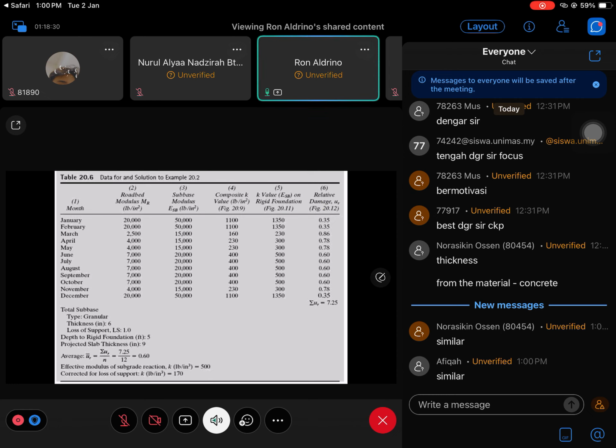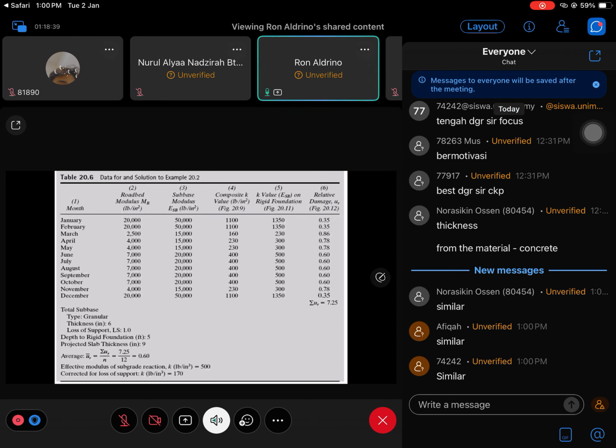If you do the test in Malaysia, basically what you get for roadbed modulus and subbase modulus should be similar, more or less similar. Of course, maybe there's a little bit of variation depending on the location, and sometimes it depends on the location of the material that you obtain as well. But the variation is not much, maybe about 5% difference. So this is what you need to have in order to use the figure.